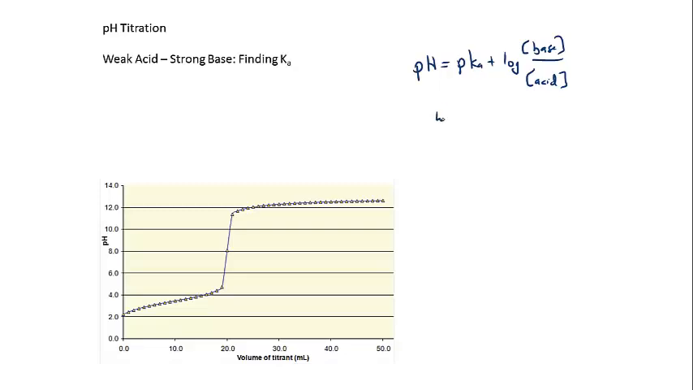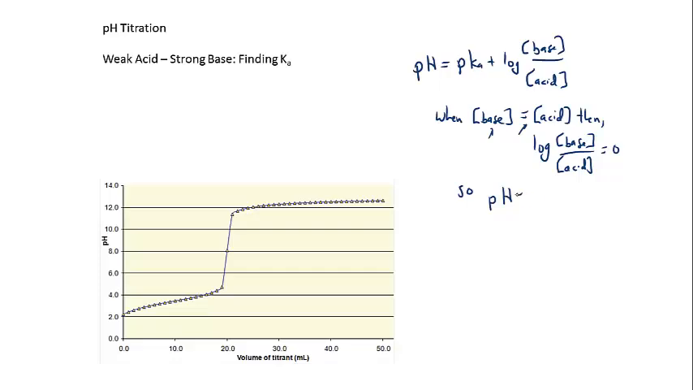The thing that's really neat is when the conjugate base concentration equals the conjugate acid concentration, then the log of the base over the acid equals 0, because the log of 1 is equal to 0. So if these two are equal to each other, then their ratio is equal to 1. The log of 1 is 0. So at that point, the pH equals the pKa of the weak acid.